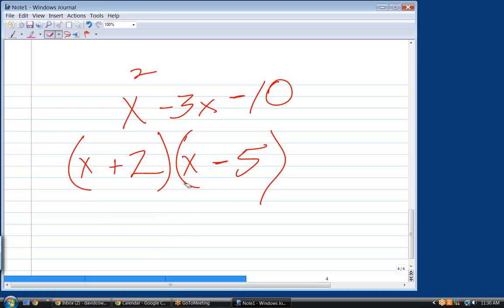We'll be working on factoring for a while. There's still one other major method of factoring that I need to teach you, and that's the difference of perfect squares. But we're good for today.